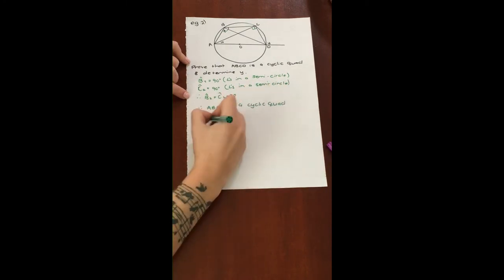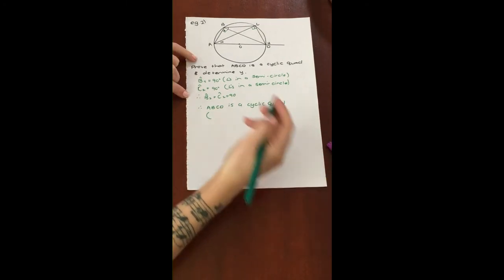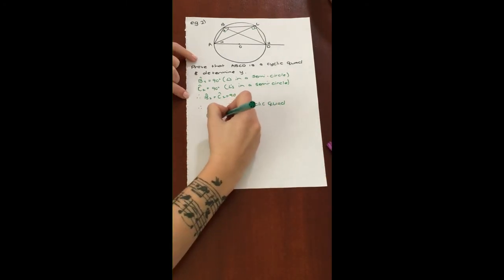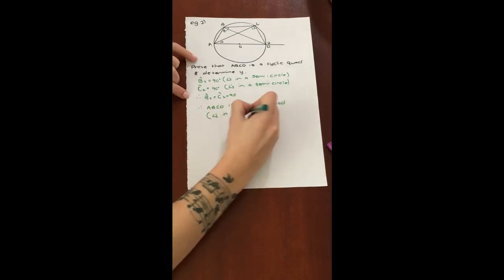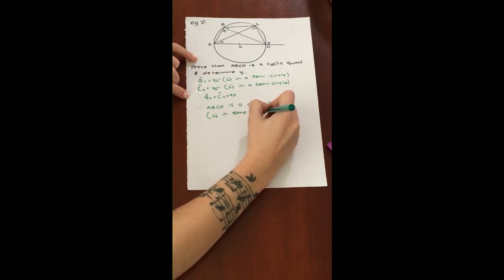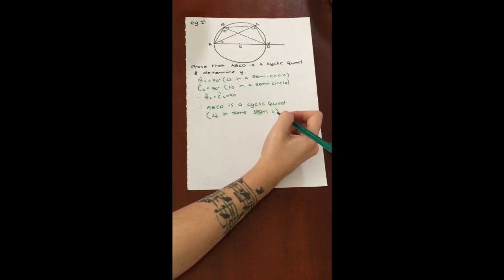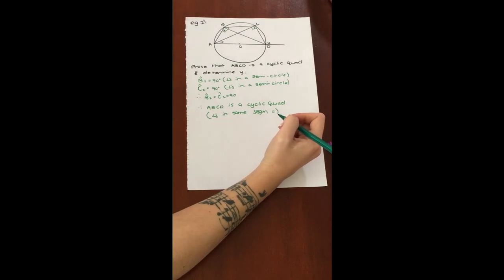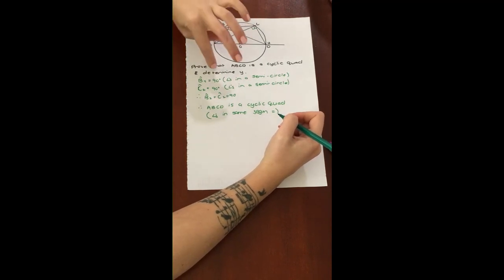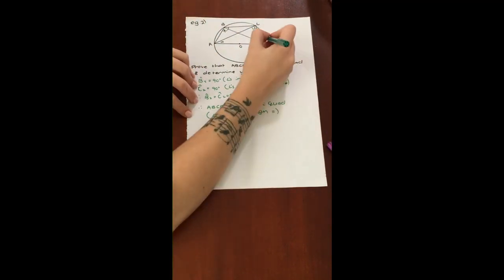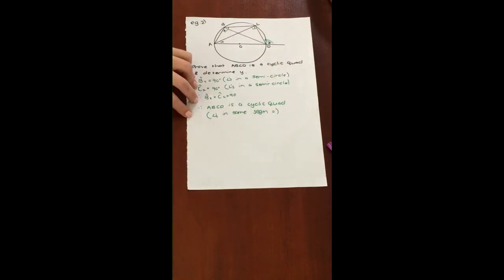Okay, what is the reason? How did we prove it? Angles in same segment are equal. These angles in the same segment are equal. Okay, so therefore it is a cyclic quad. Now they still want us to determine Y. They want that angle.